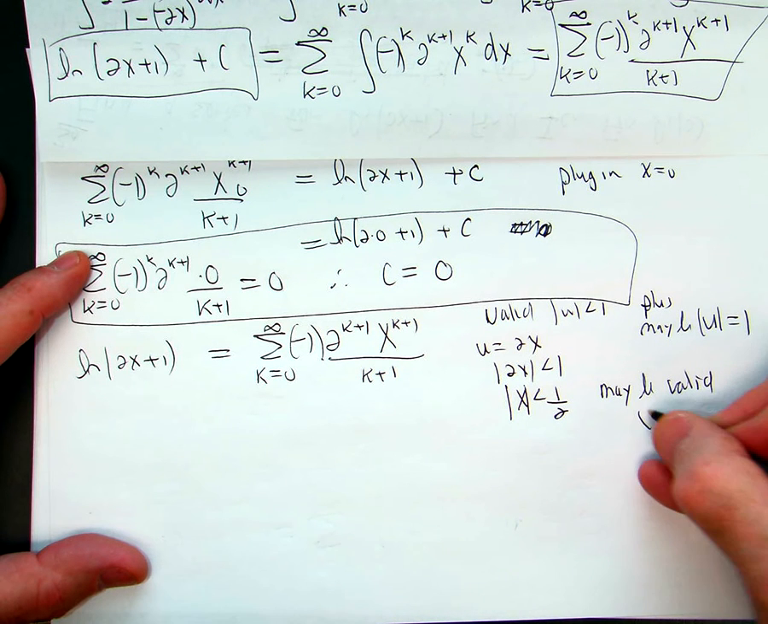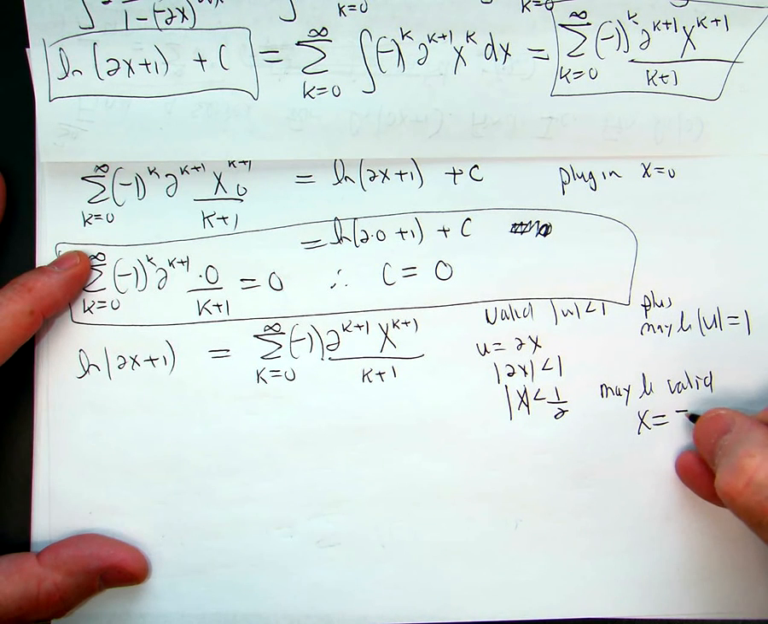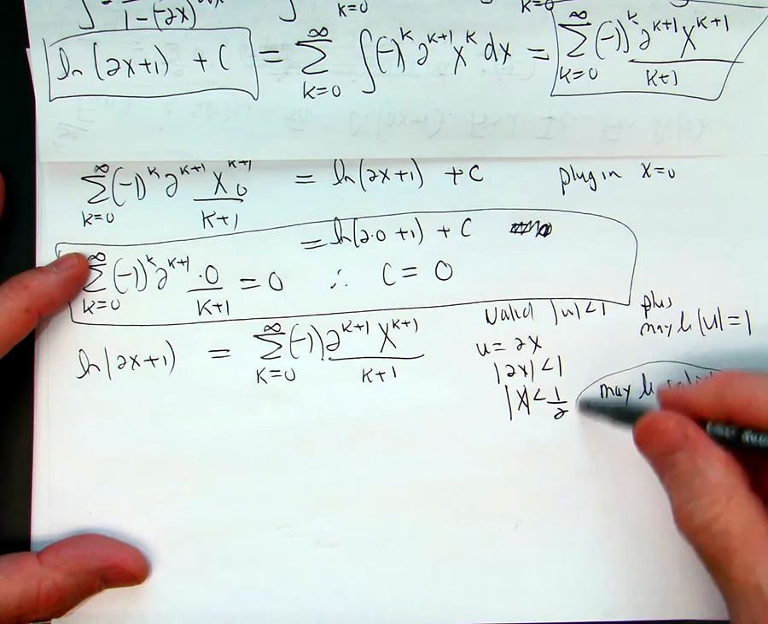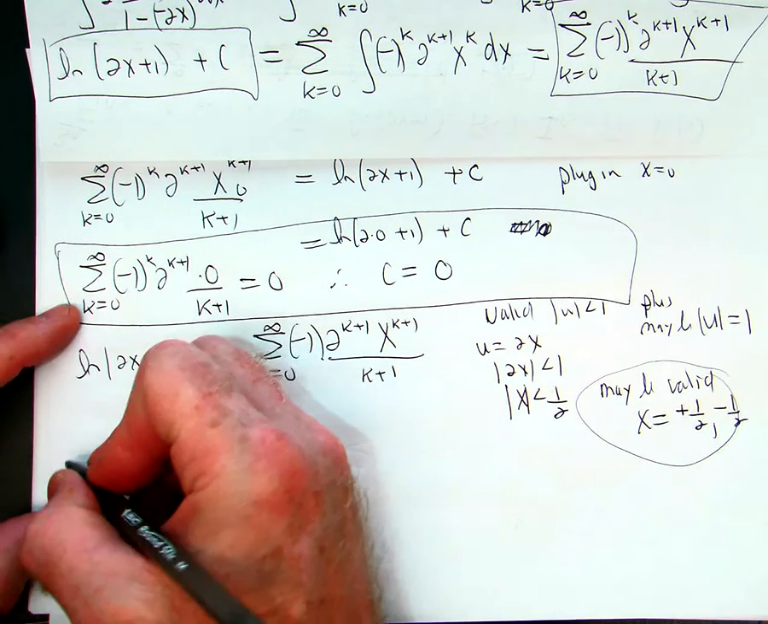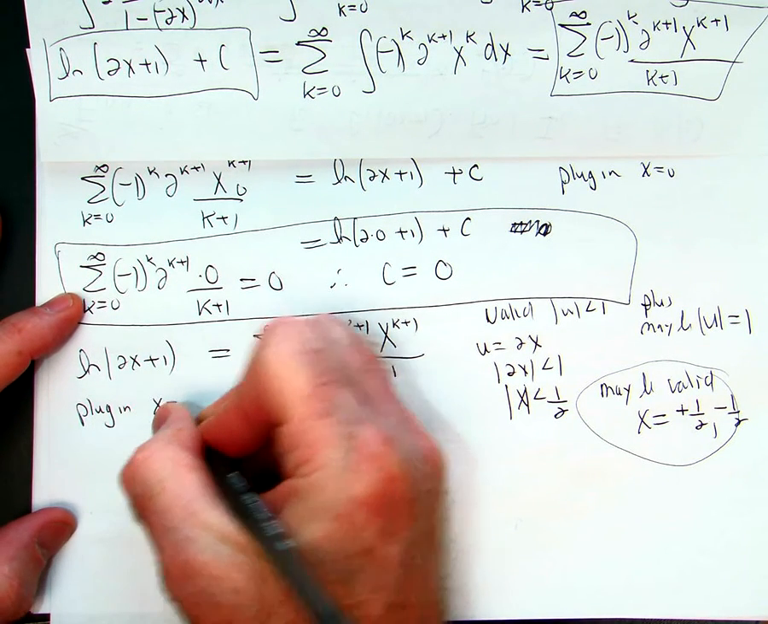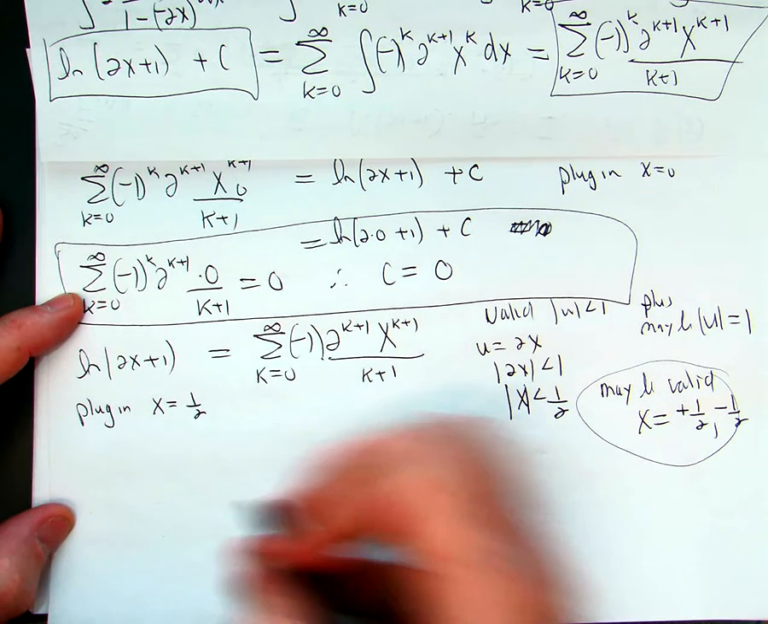We just don't know until we check, for x equals plus 1/2 or minus 1/2. So we just have to plug in to find out. So I'm going to plug in x equals 1/2, and we're going to see if this series works.